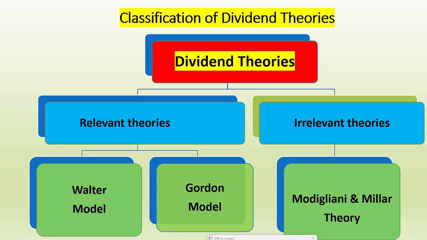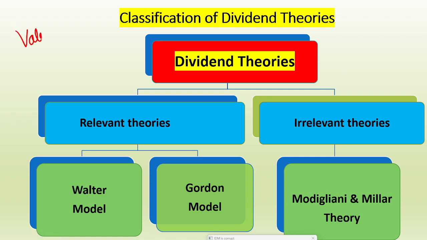Now the most important part begins, dividend theories. The classification of dividend theories is made into two categories. One is the relevant theories and another is the irrelevant theories. Dividend theories are the different opinions many people have given on the dividend. Here the motive of the dividend policy means what?